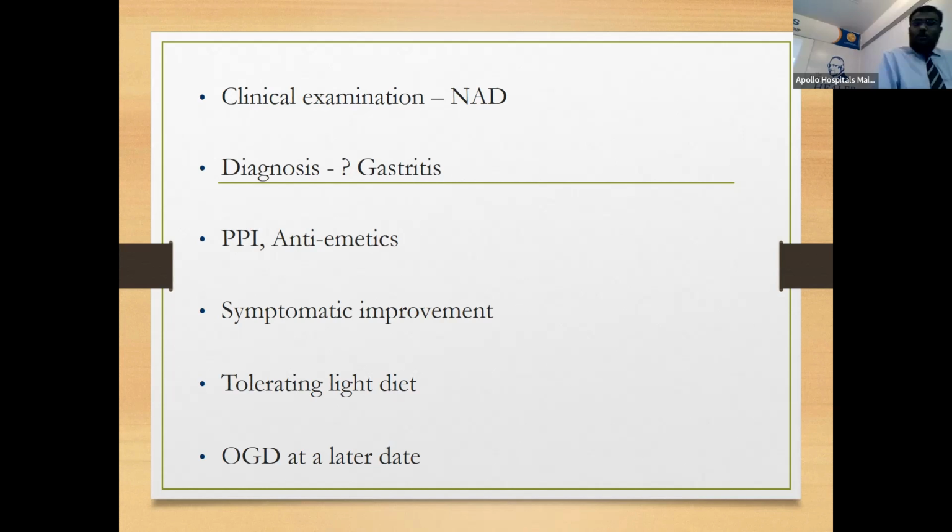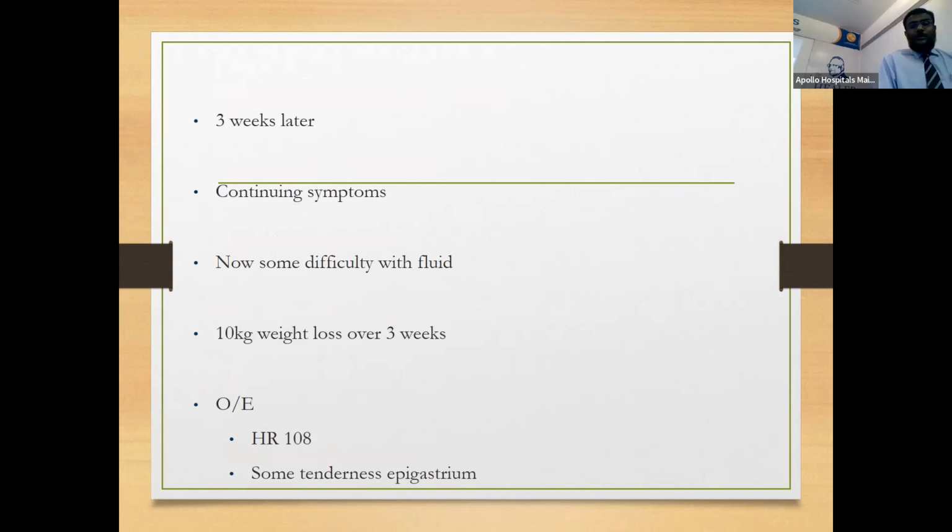PPIs were given, some antiemetics were given, and she was probably a bit all right after that. Now she's able to tolerate liquid diet. And the advice given to her was that she should have an endoscopy at some point. Unfortunately, 3 weeks later, her symptoms continued. Earlier she was able to tolerate liquids, but this time she had some problem with fluids too. So it's not just abdominal pain, but difficulty in keeping the fluids down. And interestingly enough, this lady has lost about 10 kilograms of weight in the intervening 3 weeks.